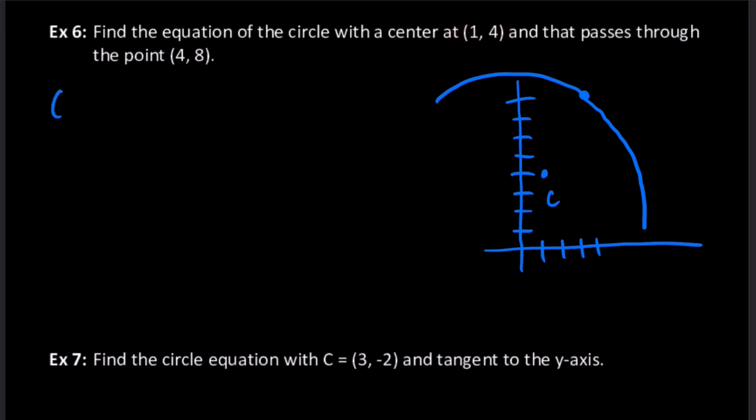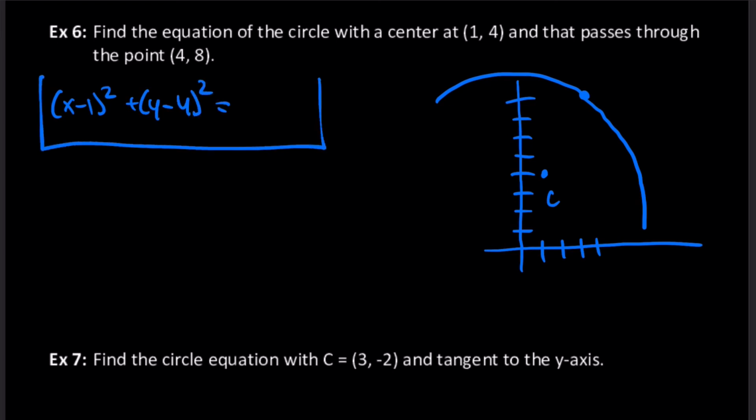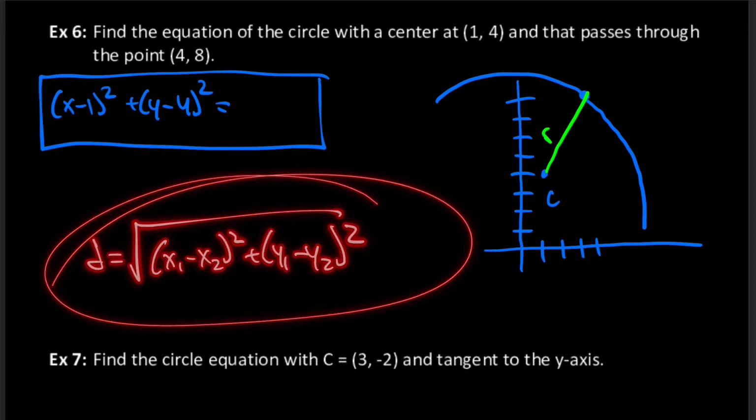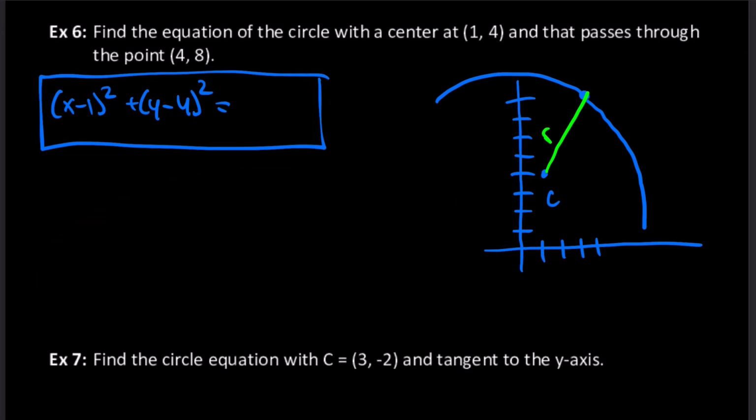So I know it's going to be x minus 1 squared plus y minus 4 squared equals r squared, whatever that happens to be. So what I need to do is I need to find this. That's r. Well, I'm sure you guys remember your distance formula from geometry, right? Distance equals square root x1 minus x2 squared plus y1 minus y2 squared. You guys want to do that? If you had Mrs. Mandrano, you remember that formula. I'm not a huge fan of that formula, and I taught geometry.